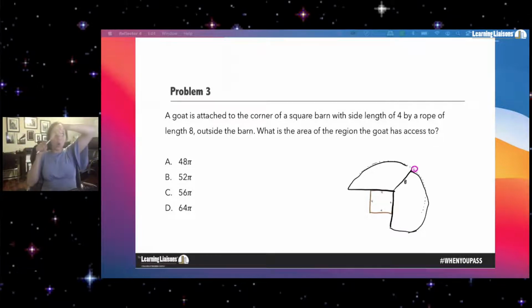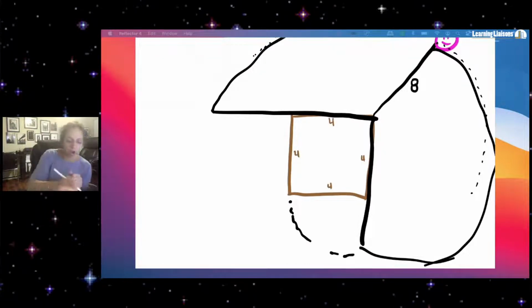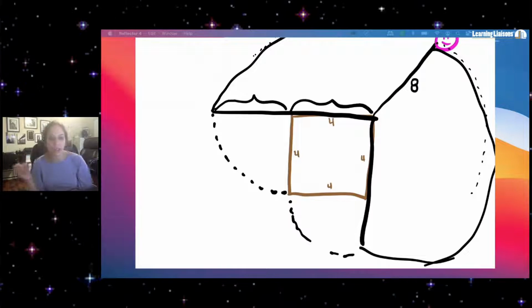So when he gets to that corner down here, what's going to happen? His rope is going to get bent as he walks over here. So then his rope is going to bend off here on the corner of that barn, and the same thing is going to happen here. Well, if this side of the barn is 4, then what is the length of this piece of the rope right here? 4. Because 4 plus 4 is 8, and the whole length of the rope is 8. Are you following me? This is 4, and this is 4 as well.